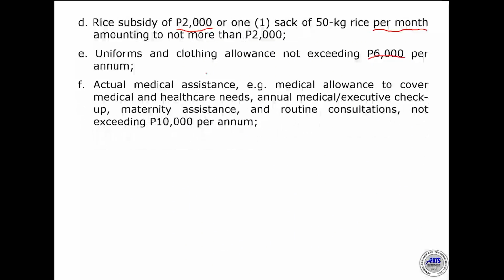Next. Actual medical assistance. Example, medical allowance to cover medical and healthcare needs. Annual medical or executive checkup. Maternity assistance and routine consultation. Not exceeding 10,000 per annum. So that is the ceiling. 10,000 per annum.